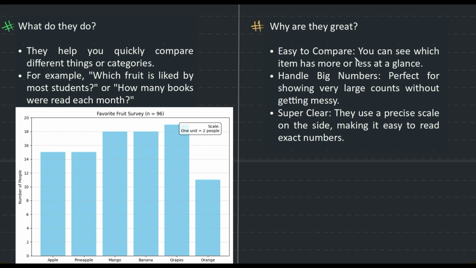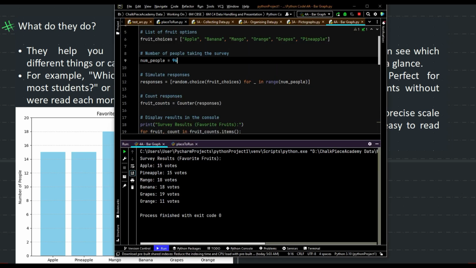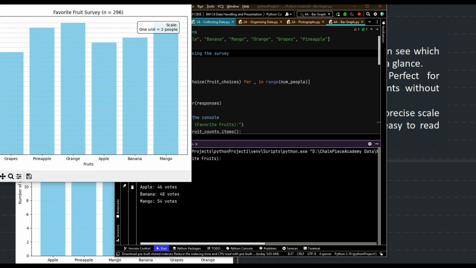Why are they great? It's easy to compare, which I did. Again, I didn't read this point. I didn't remember this point. I just did it. Handle big numbers. So here we can see we did a survey with 96 people. So I can do the same. Let me actually go to this again. So I can do a survey for say 296 people and have the bar.